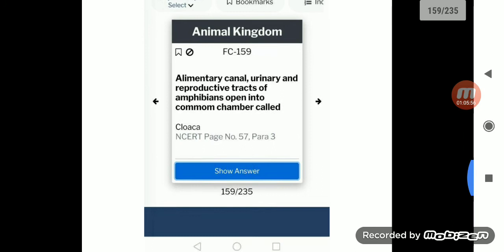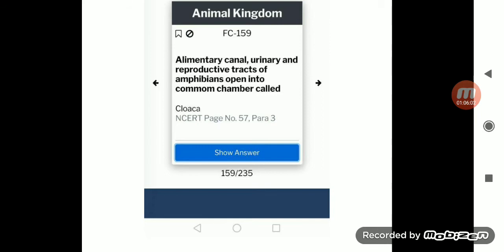The alimentary canal, urinary and reproductive tracts of amphibians open into a common chamber called the cloaca.